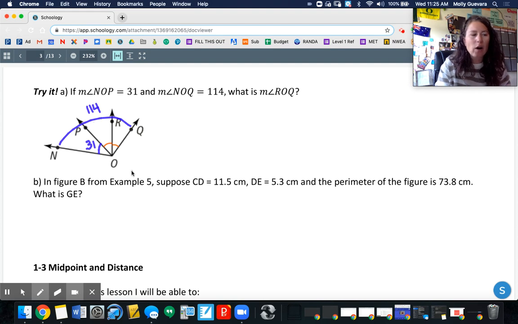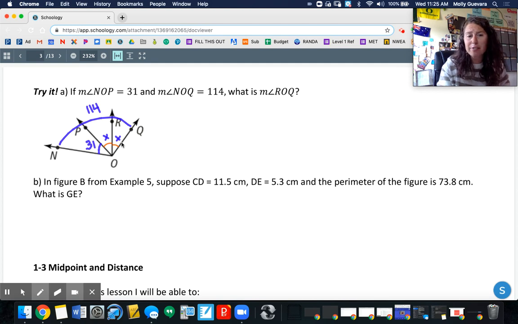Okay, so that's all fine and dandy, right? Okay, so we have this labeled. And then the only other thing we don't label, I want to know what ROQ is. I want to know what this is. So this is my X. That's what I don't know. And then the only other thing I don't know is this guy. But since these two are labeled the same, this is also X, right? If ROQ is X, then POR has to be X as well.